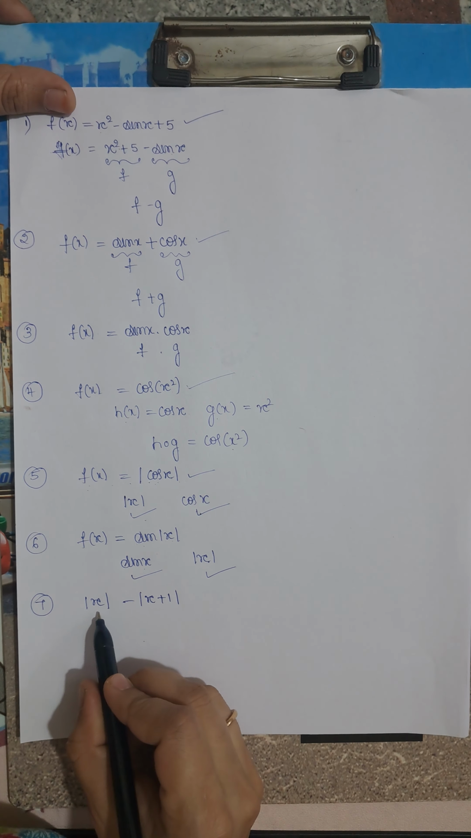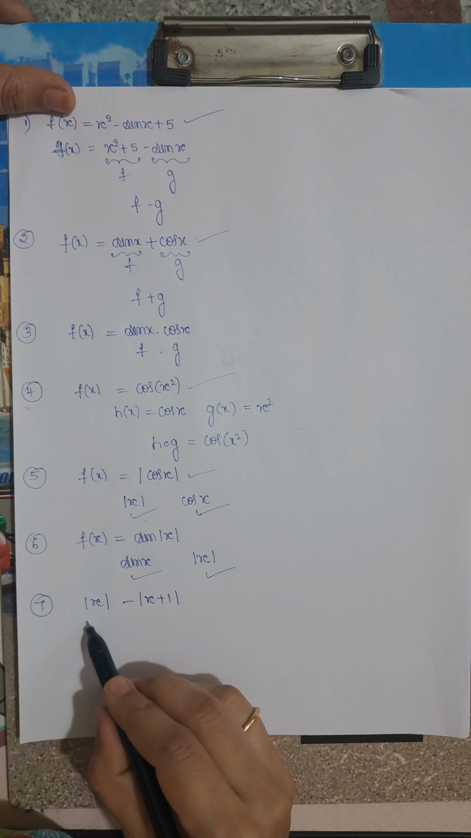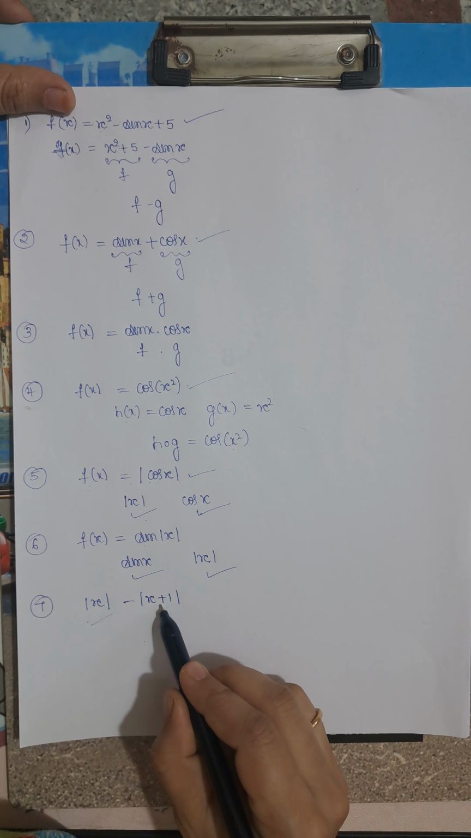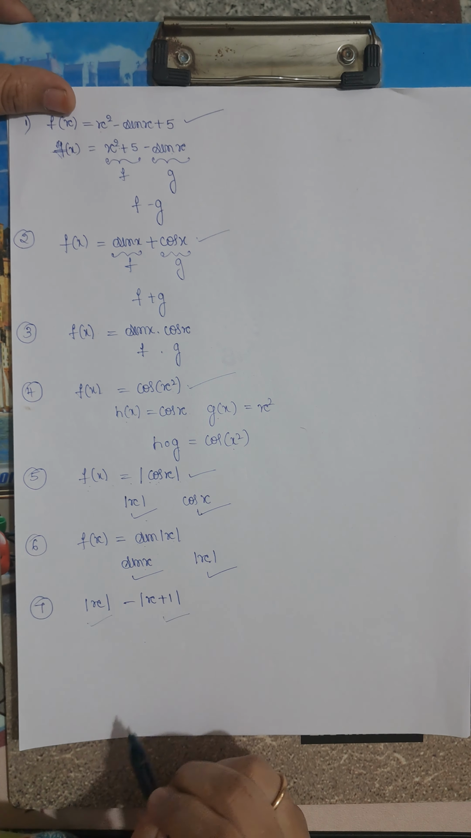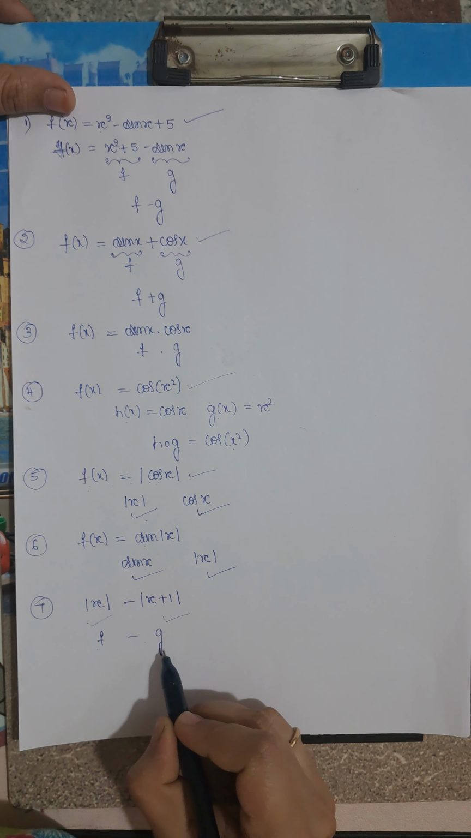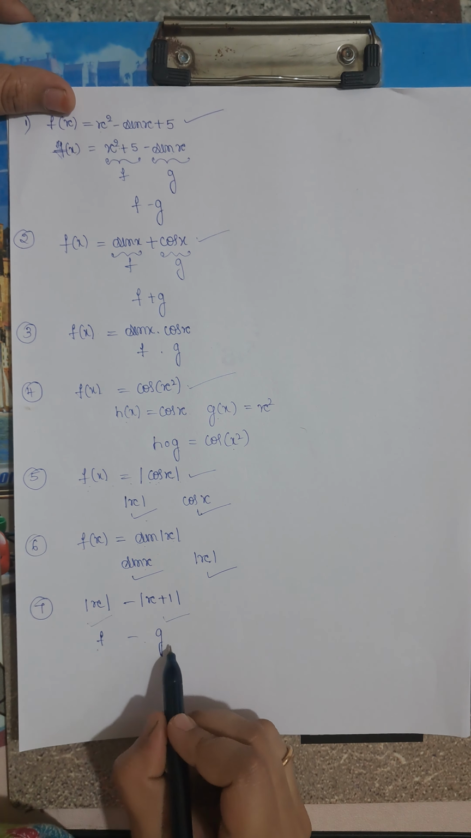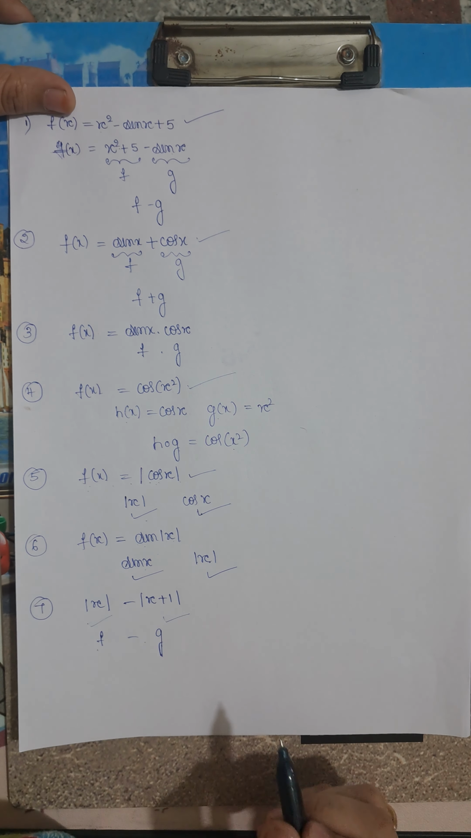So here we have a function mod x and mod of x plus 1. Even mod x is a continuous function and mod x plus 1 is a continuous function. So it looks like f minus g. F is a continuous function, even g is also a continuous function. What that implies? F minus g is also a continuous function.